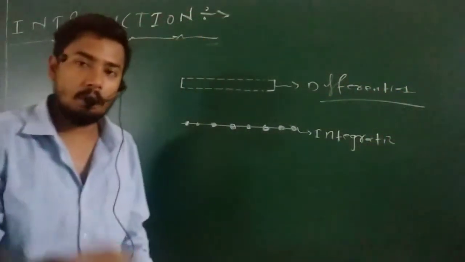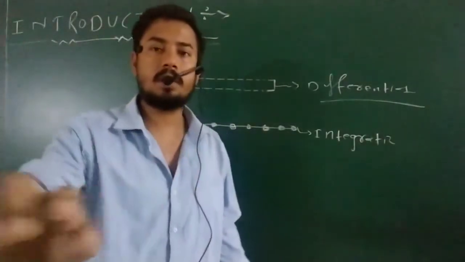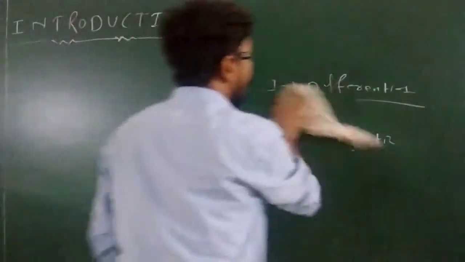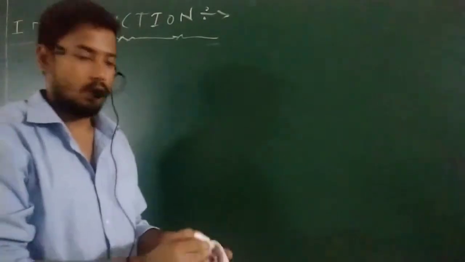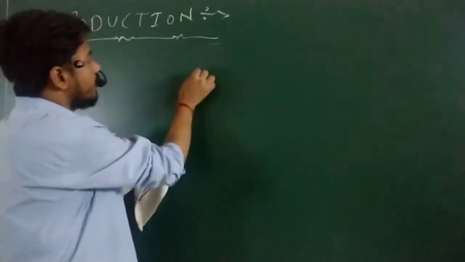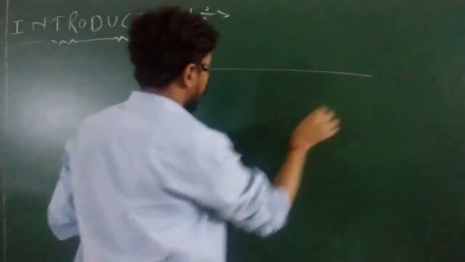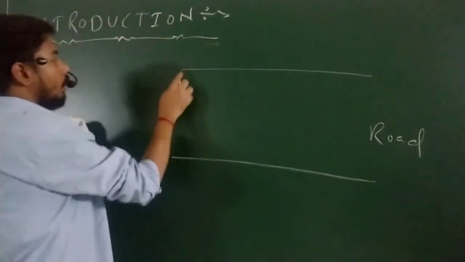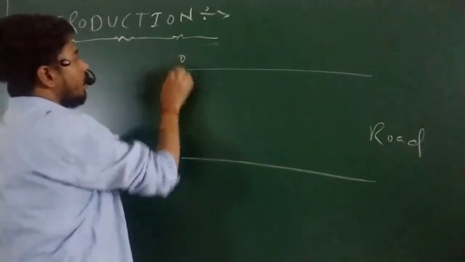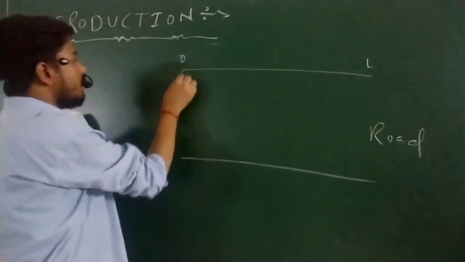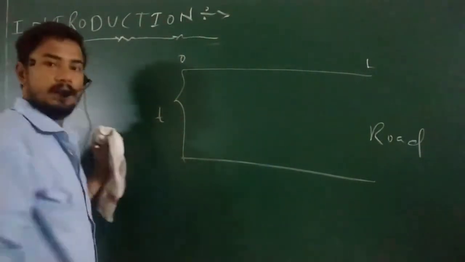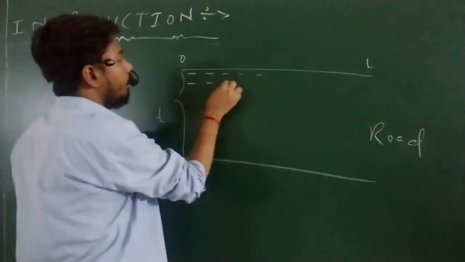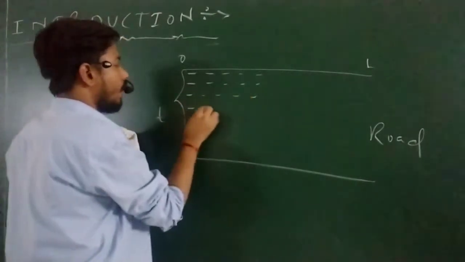Yes or no? One more example too. No issue. Take one more example. See. Just pay attention. Suppose that this is a road, from 0 to length L. Suppose that the width is T. From here to there, we have distributed marbles.